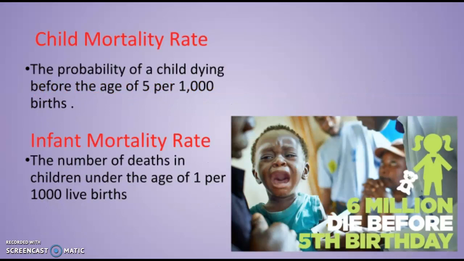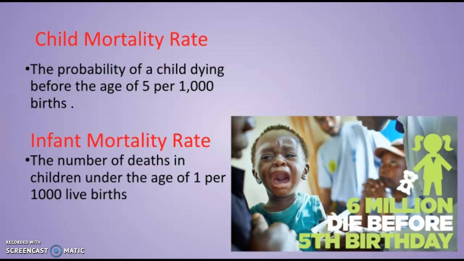Two other important metrics we look at to assess the status of a country, its health status, the well-being of its people, even its level of development, are infant mortality rate and child mortality rate. Infant mortality rate is the number of deaths in children under the age of 1, so these are babies, per 1,000 live births. And child mortality rate encompasses that. It's the probability, the number of deaths of a child before the age of 5 per 1,000 births.